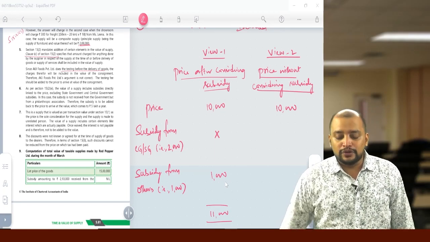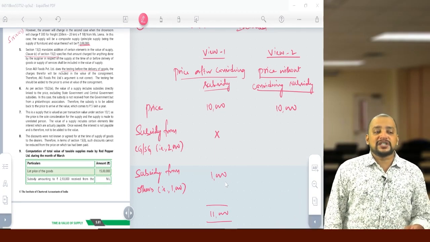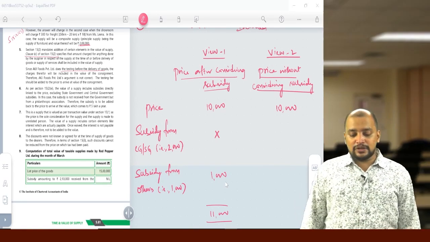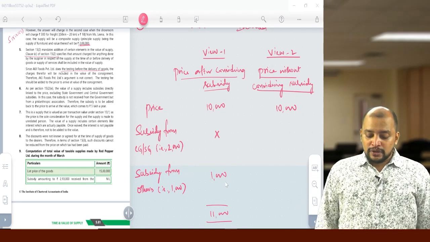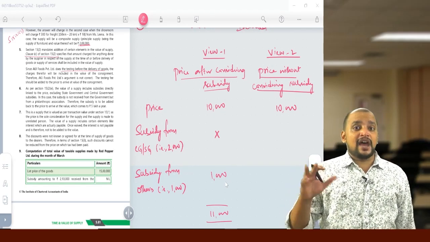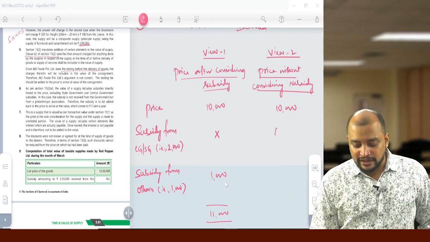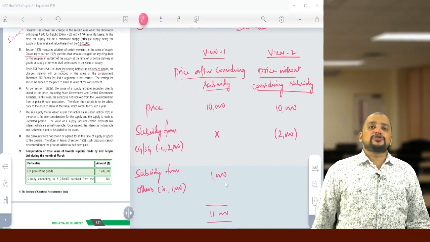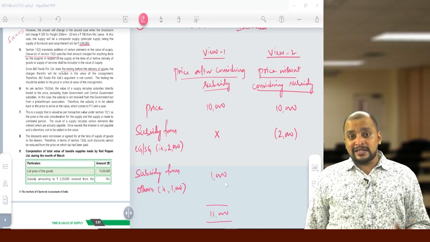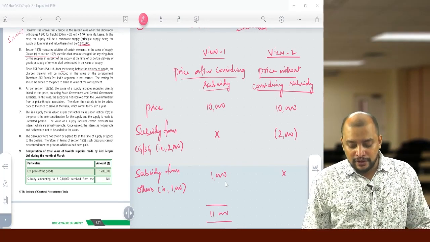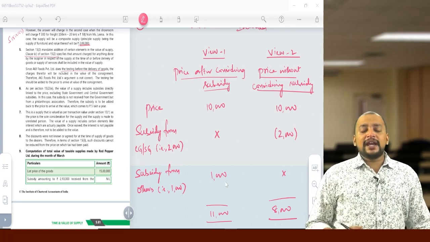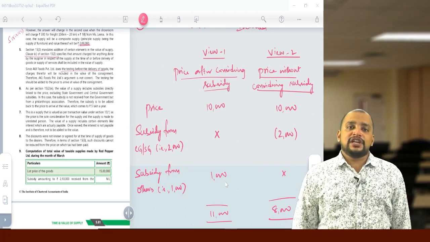Suppose if you take view 2, price without considering subsidy means subsidy is not reduced in the given price. Subsidy from CG or SG 2,000, it is to be excluded. In the given price they have not deducted it, so we need to deduct it now, 2,000. Then subsidy from others 1,000 rupees is to be included. In the given price it is already included, so we will ignore. So then the value will be taken as 8,000. So depending upon which view is given in the question we need to take.